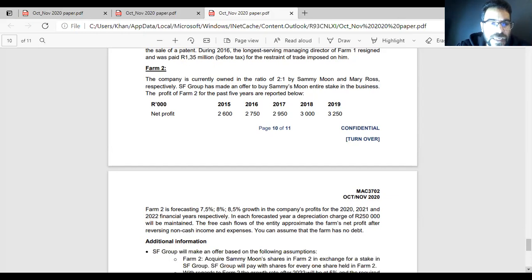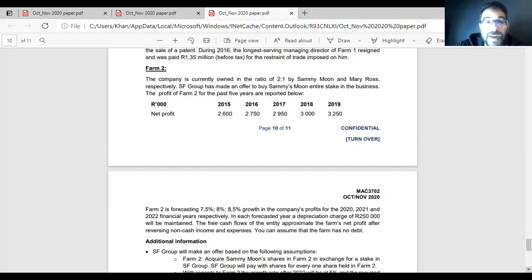Okay. So there we have the net profit. And they say Farm 2 is forecasting 7.5%, 8%, and 8.5% growth in the company's profit for the 2020, 2021, and 2022 financial years, respectively. In each forecasted year, a depreciation charge of 250,000 Rand will be maintained. The free cash flows of the entity approximate the farm's net profit after reversing non-cash income and expenses. You can assume the farm has no debt.